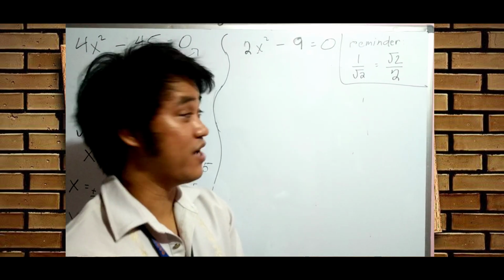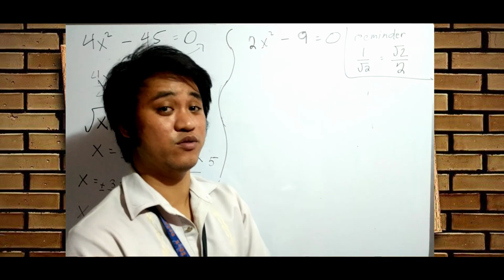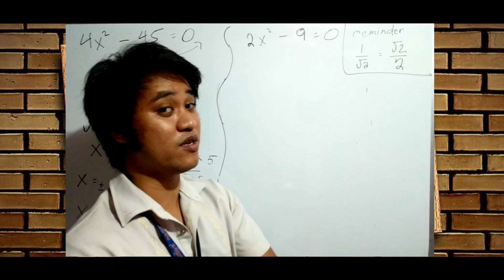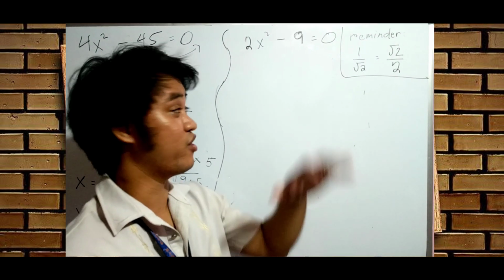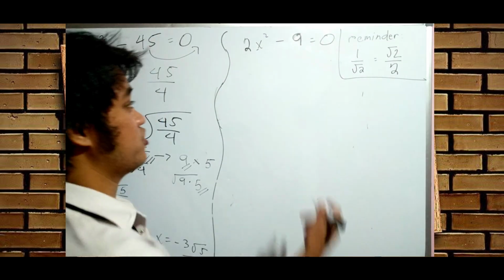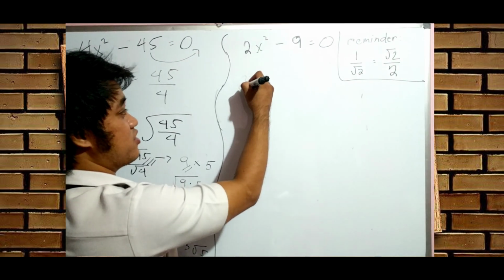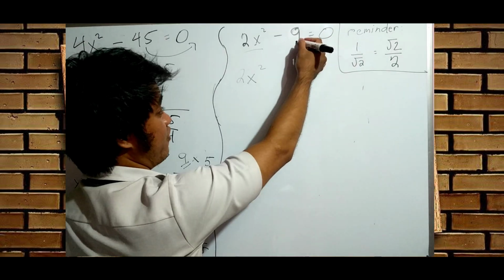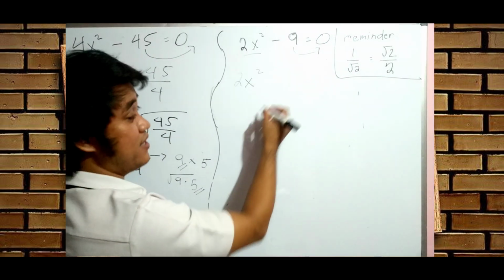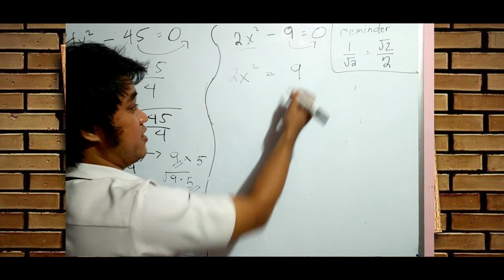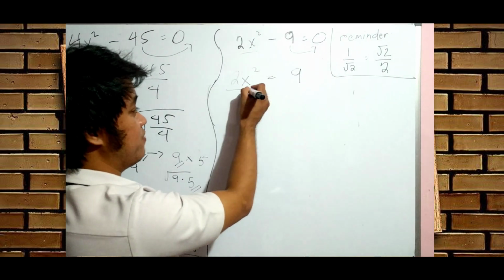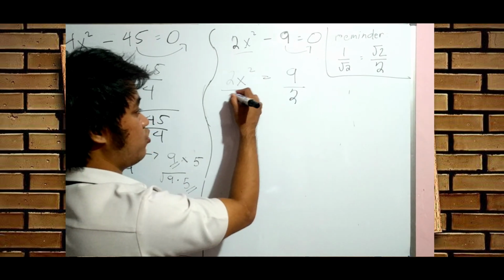So another example now is 2x squared minus 9 is equal to 0. So again, that is already in standard form, ax squared minus c is equal to 0. So again, we have 2x squared. Again, we isolate the variable, so we transpose 9, and we have positive 9. Eliminate the numerical coefficient, so divide both sides by 2.